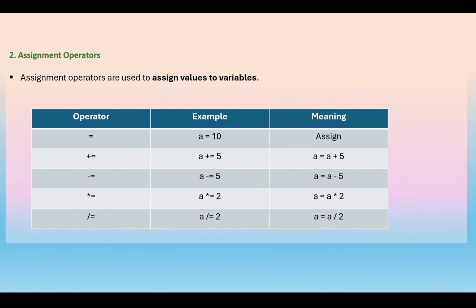So the second one is assignment operators. These are used to assign values to variables. If you look at the first example, we are assigning the value 10 to variable A. And we can club the assignment symbol with any other symbols and perform the assignment operation. Let's try to understand the second example here. Here a += 5 means a = a + 5. Similarly, we have other examples also. And the first one is the simplest form of assignment operation.